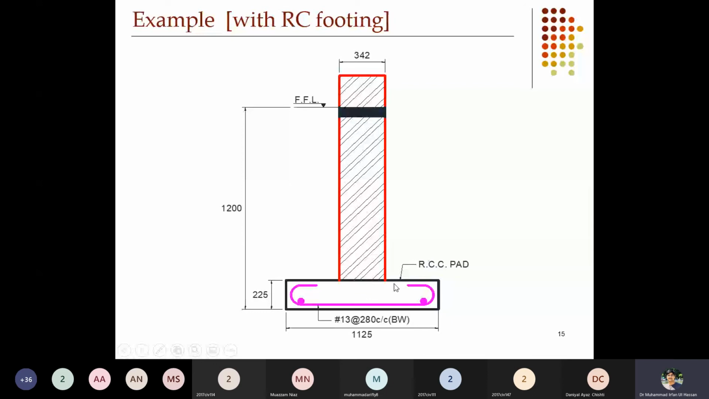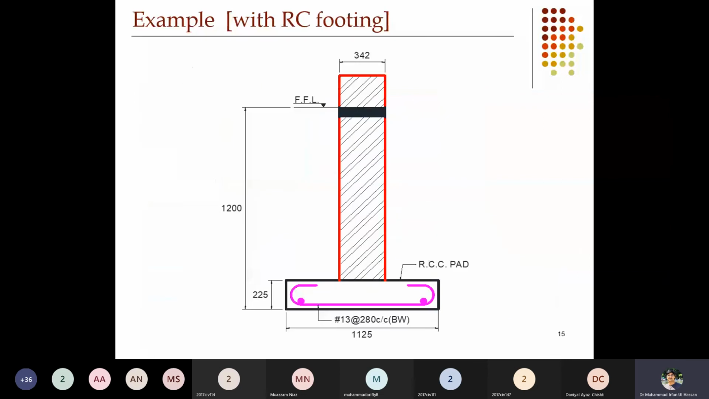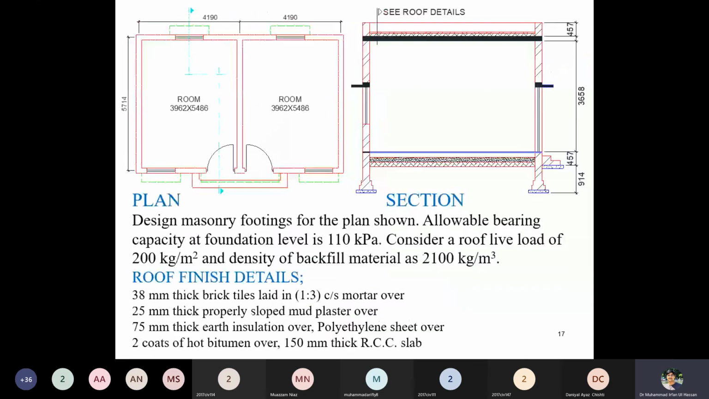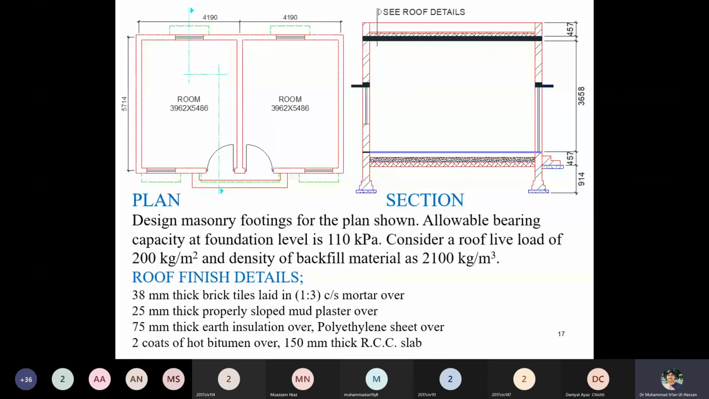This is the plan and section of the footing. You can also make a step above the RCC, but even if you don't make the step and make it simple, it's fine. And the thickness of the wall was 342 millimeters, which was larger than the conventional wall thickness.